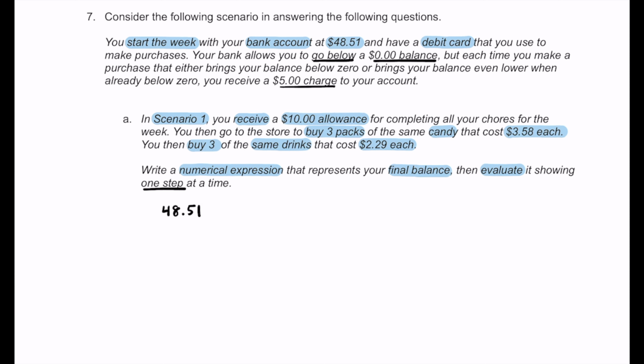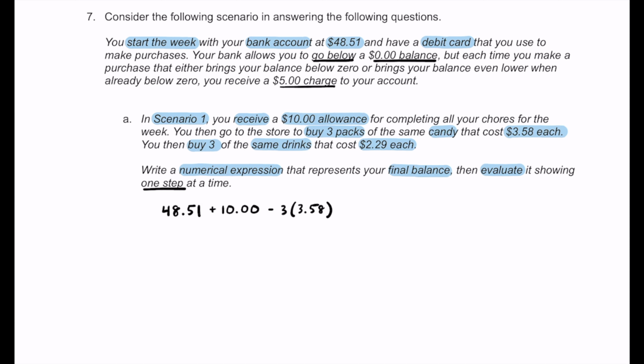Now it looks like in this scenario, you're going to be getting a $10 allowance, so that means you're making money. So I'm going to go ahead and add 10. I'm going to put 10.00 just to keep things consistent here. And then it looks like you go to the store and you're going to buy 3 packs of the same candy. So if we're buying things, we're spending money, so we're going to subtract. We're going to take this 3 and multiply that by how much each of the candies cost. So each pack of candy looks like it's $3.58.